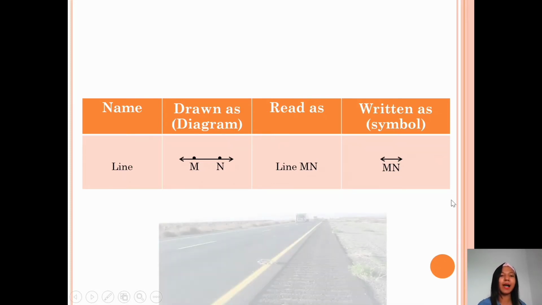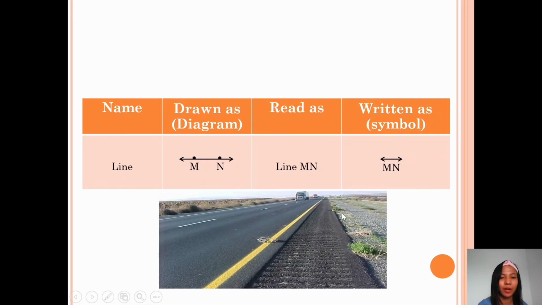Okay? In real life, you can see lines everywhere, actually. Many, many lines. Like this road. The yellow line here extends on both sides. It gets longer. It's a very long road. So this is one example where you can see a line in our surroundings. Next. So again, this is an example of a line. All right. Just take note of this.